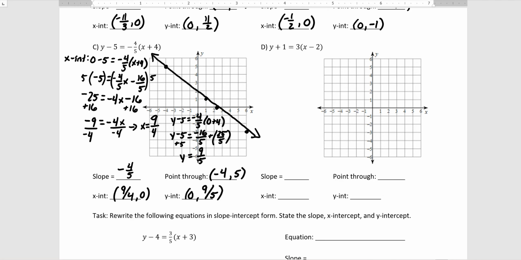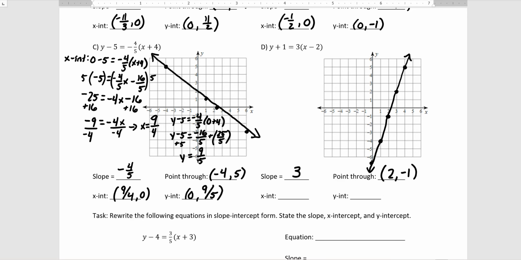All right, looking at letter D. y plus 1 equals 3 times the quantity x minus 2. So my slope is going to be 3. The point it goes through is going to be 2, negative 1. So let's graph that. 2, negative 1. A slope of 3 tells me up 3 over 1, 1, 2, 3 over 1. Down 3, left 1, down 3, left 1. Let's connect the dots. Not bad.